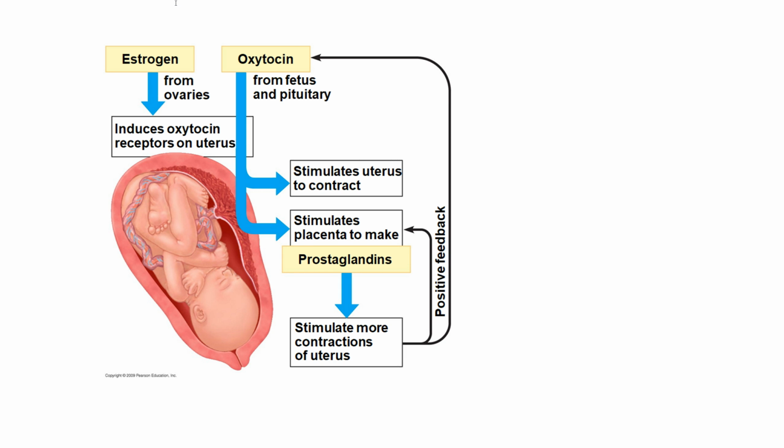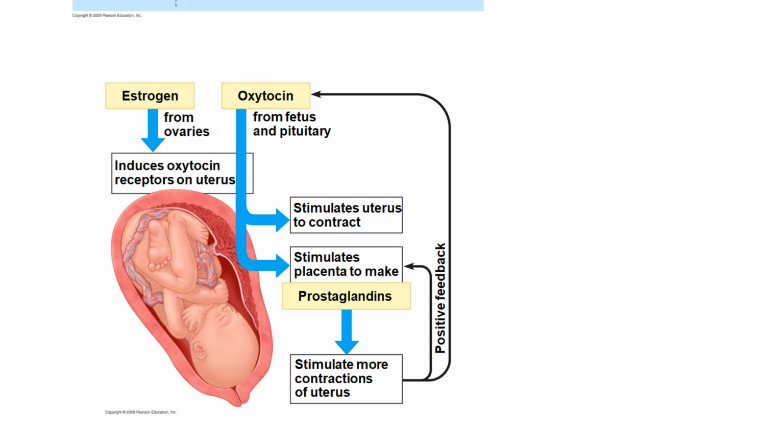And then after 10 months, the baby is ready to be born, right? The process of delivering the baby is called labor, the delivery of the baby. This process is a positive feedback. Why is this a positive feedback? Because of a very special hormone called oxytocin. When the baby is ready, the mother is going to release oxytocin. Okay? And oxytocin is a hormone that can stimulate the uterus to contract and stimulate the placenta to make other hormones.